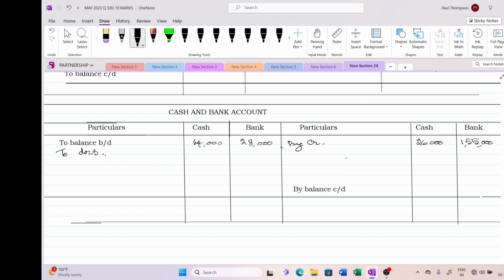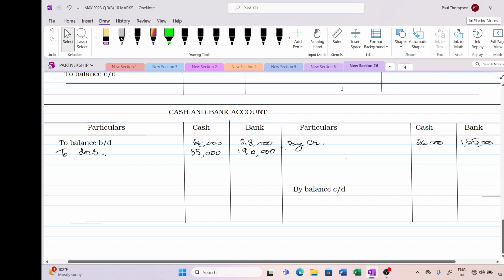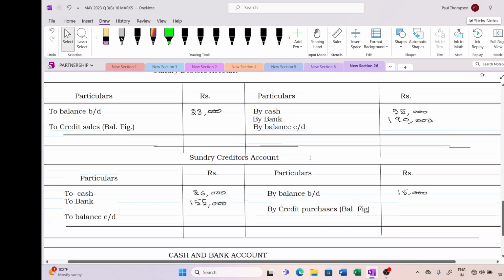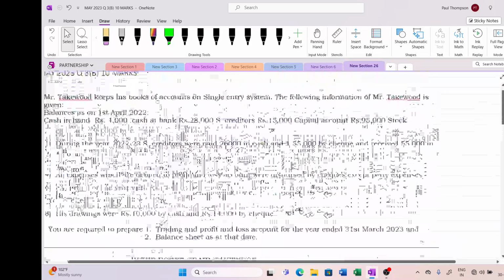Okay. So now this we have received from debtors. We have received cash 55,000 and we have received through check 1,90,000. This cash and bank account you can prepare separately or you can prepare a joint one like this also. So it is up to your convenience. Now we have completed this item.